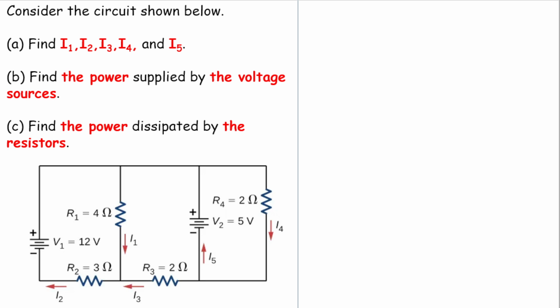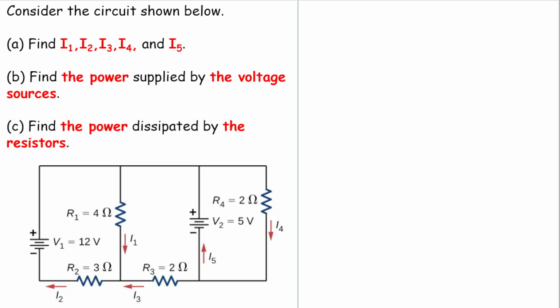Consider the circuit shown below. Find I1, I2, I3, I4, and I5. So basically all the current in the circuit. And then B, find the power supplied by the voltage sources. And C, find the power dissipated by all the resistors.